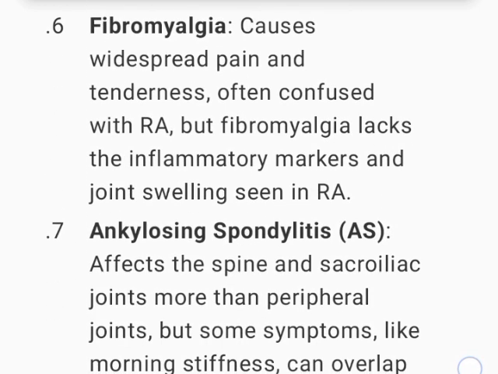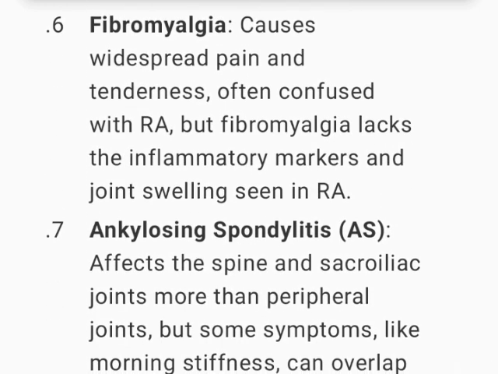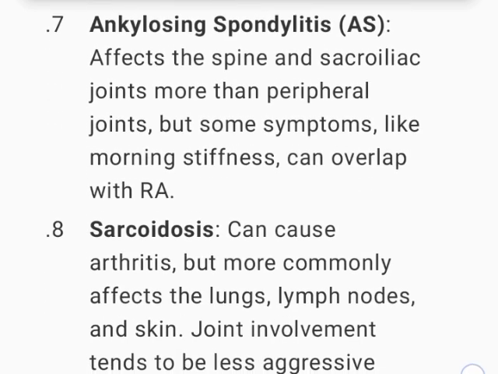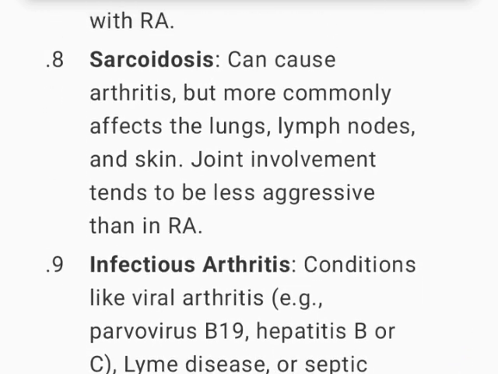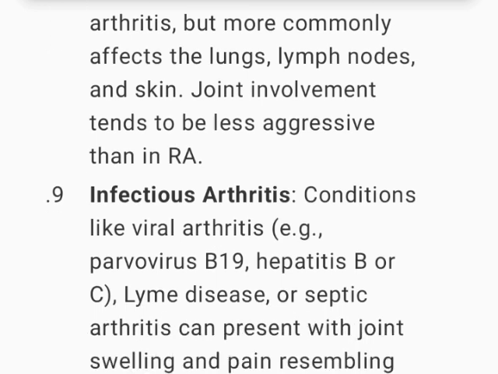6. Fibromyalgia causes widespread pain and tenderness, often confused with RA, but fibromyalgia lacks the inflammatory markers and joint swelling seen in RA. 7. Ankylosing spondylitis, AS, affects the spine and sacroiliac joints more than peripheral joints, but some symptoms, like morning stiffness, can overlap with RA. 8. Sarcoidosis can cause arthritis, but more commonly affects the lungs, lymph nodes, and skin. Joint involvement tends to be less aggressive than in RA.